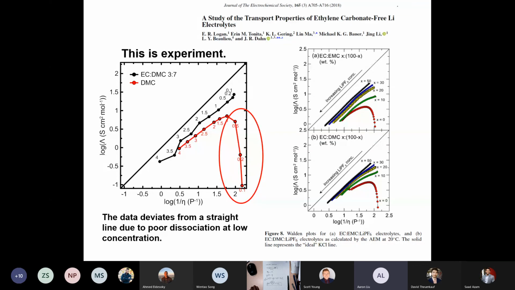Jeff, I have a question. Sure. Do you expect similar behavior in electrolyte systems that start with a low dielectric constant? So something that isn't just restricted to DMC or EMC? Yeah, I think it'll be the same for something like methyl acetate also, which also has a low dielectric constant. Okay, thanks.